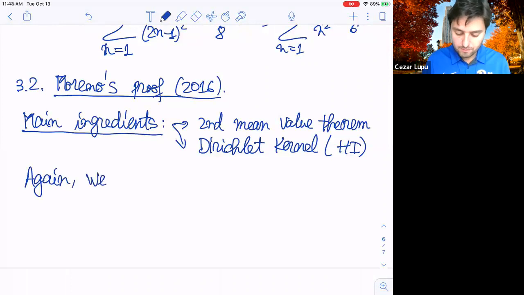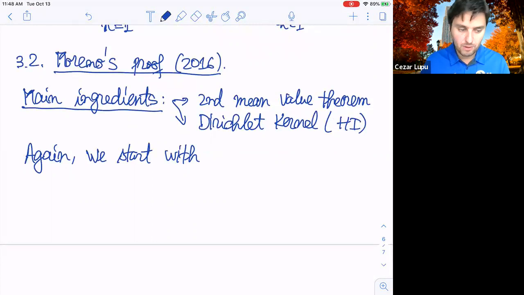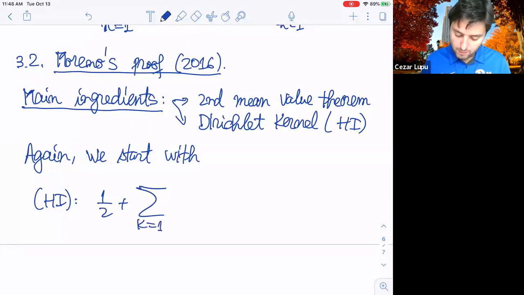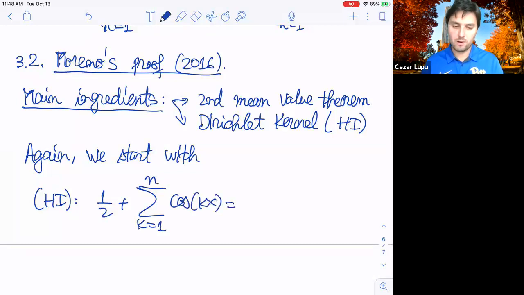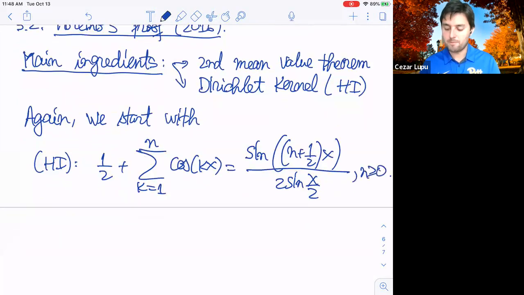Now you'll see that I will tweak this a bit. So we start with the hidden identity again. Let me just copy it so that you can see it better. So this will be the sum of k cosine of kx, equal to sine of (n plus 1/2) x over 2 sine of x over 2. All right. So I'm going to start with this identity again.